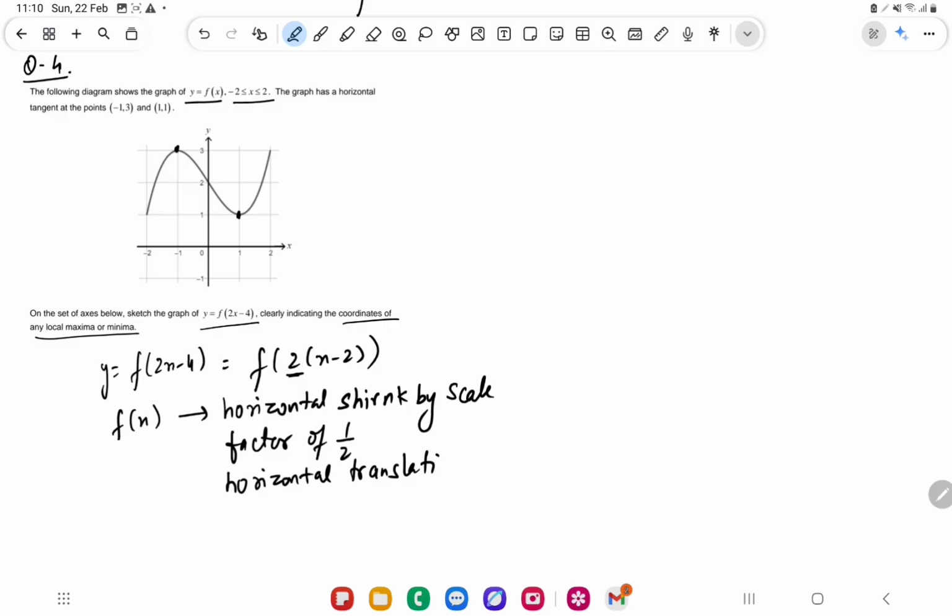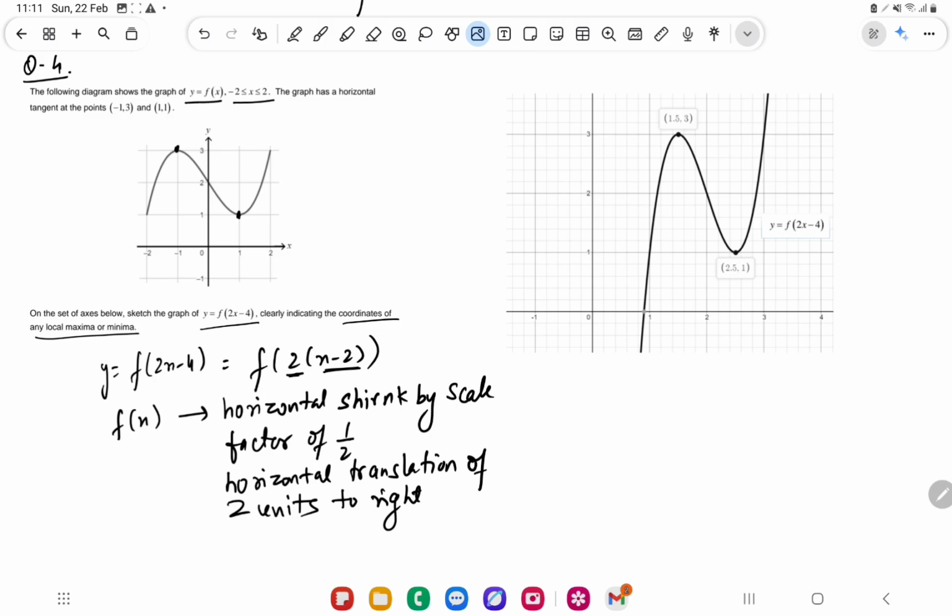Horizontal translation of 2 units to the right because it is x minus 2. So when we put x minus 2 equals 0, we will get x as 2. So when we do these 2 transformations, the first one is shrinking by a scale factor of half, and then translation to the right, we will get this curve. As I have first shrunk the curve, the function, and then I have moved everything towards the right, it means we have nothing on the left side of the curve.